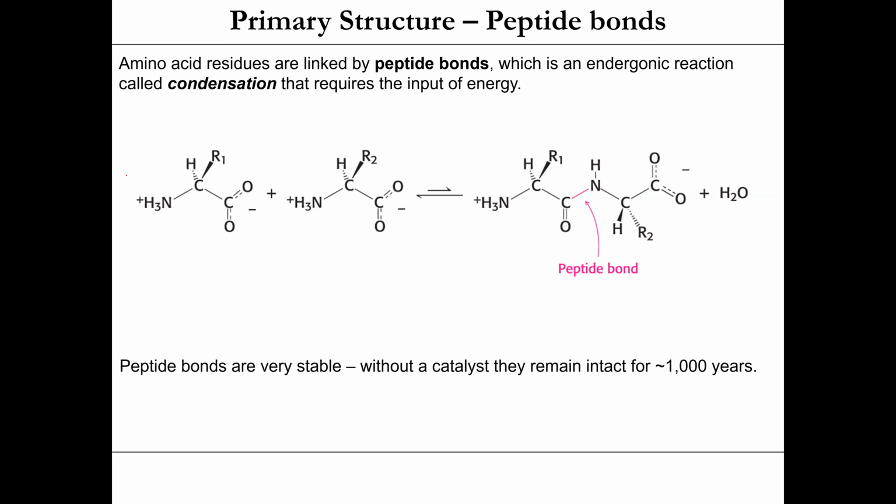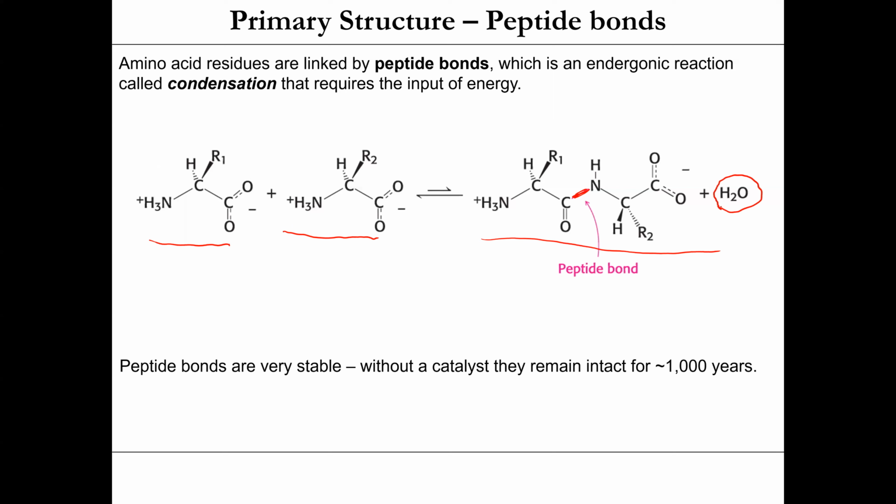As I said, the primary structure of a protein is going to be caused by linking amino acids into a specific sequence by peptide bonds. These amino acid residues are linked by peptide bonds, and this linkage is an endergonic reaction called a condensation reaction that requires an input of energy. Here you see we have 2 amino acids, and then they're linked by this peptide bond between the carboxyl group here and the amino group here. And that releases a molecule of water, which is why it's a condensation reaction. And it requires the input of energy, like I said.